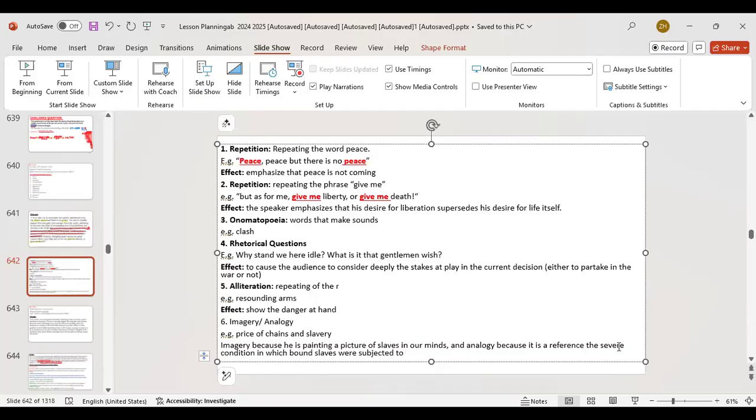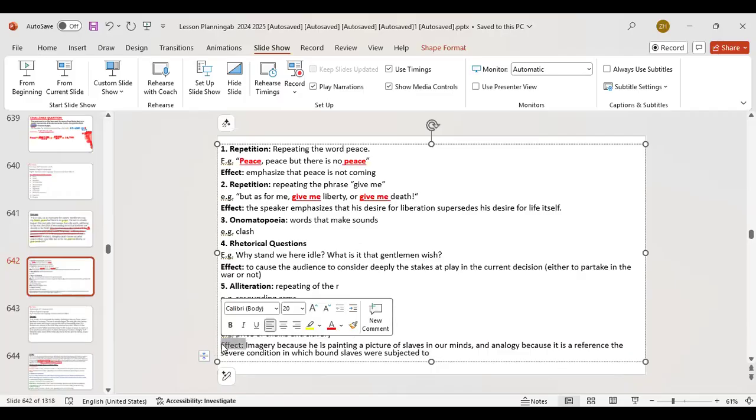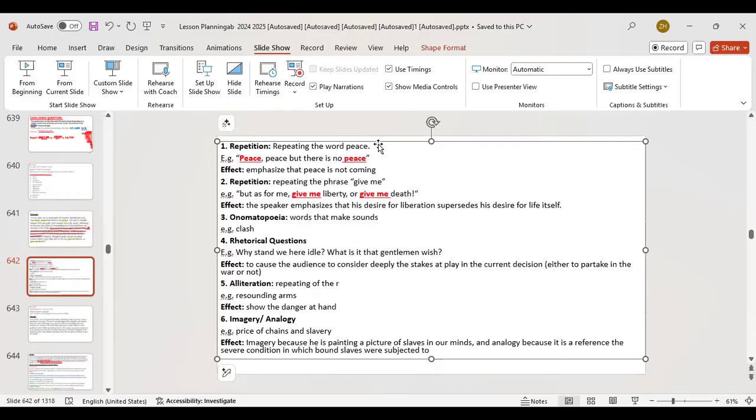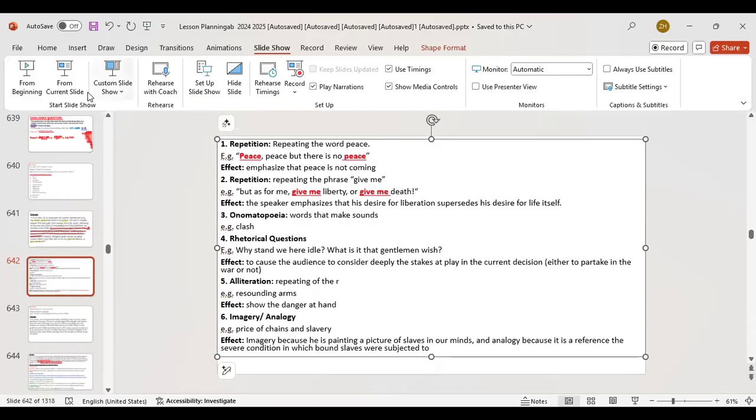And then we have this: imagery, analogy. And then do I have any more? Oh, the effect. Let me just put it there. This is the effect. All right. So he's painting in our minds this image of slaves, the price of chains and slavery.